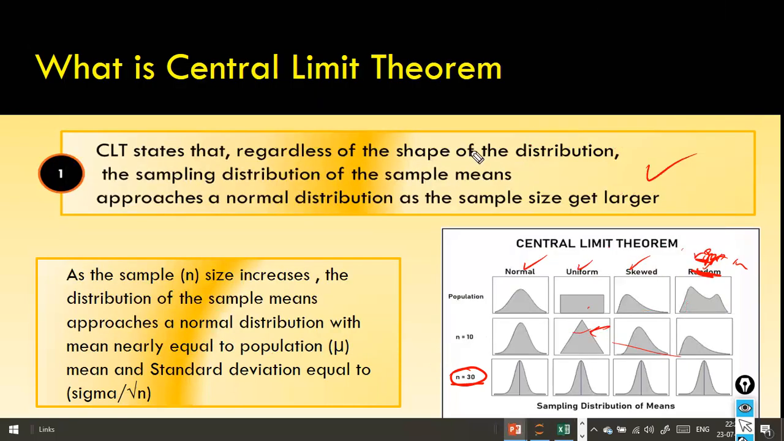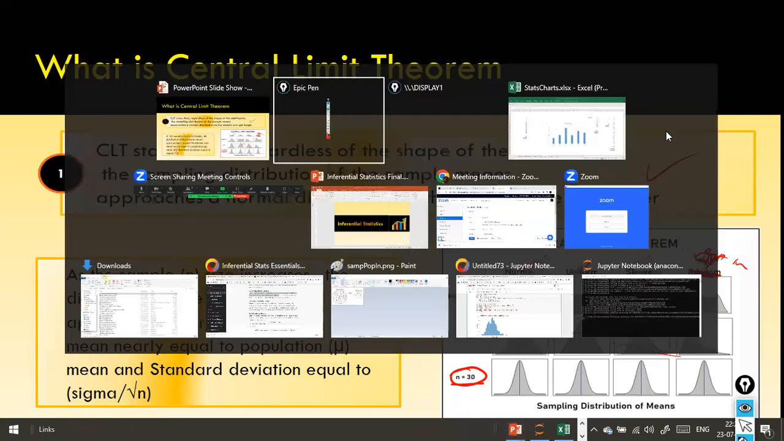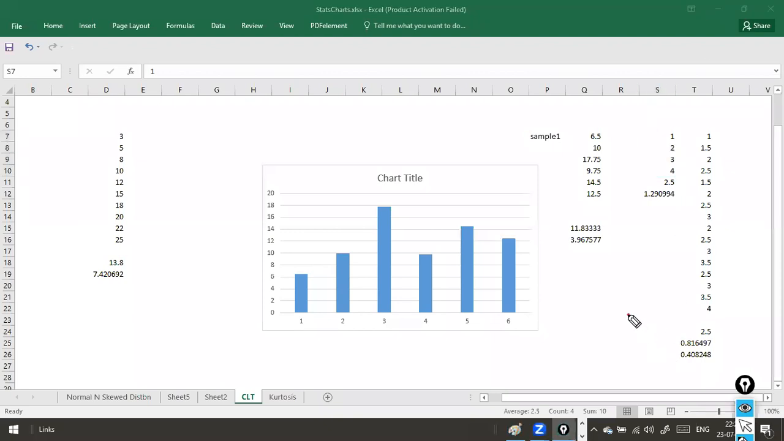Regardless of the shape of the distribution, the sampling distribution of sample means approaches a normal distribution. But here I have elaborated this in detail. The population mean is equivalent to your sampling distribution mean. At the same time, your sample means will approach a normal distribution as the sample size gets larger. So in this case, what happened?